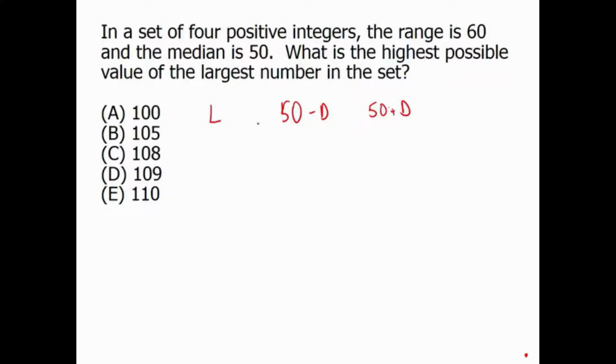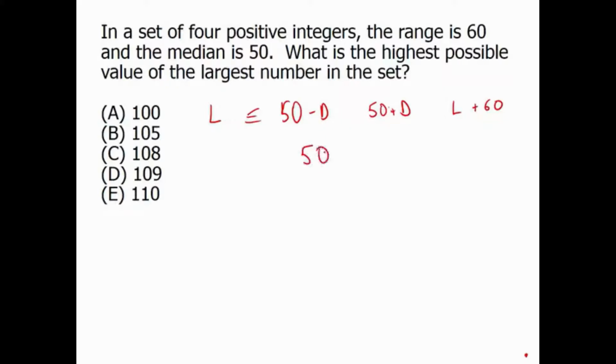The low number has to be less than that. Technically, it could be less than or equal to that. And then the highest number would be that low number plus 60. And we'd like to get that as big as possible. So notice that getting the highest number as big as possible means we want to get the lowest number big as possible. Well, first of all, since this has to be lower than this, what's the highest we can make this? Well, we could have D equals 0.